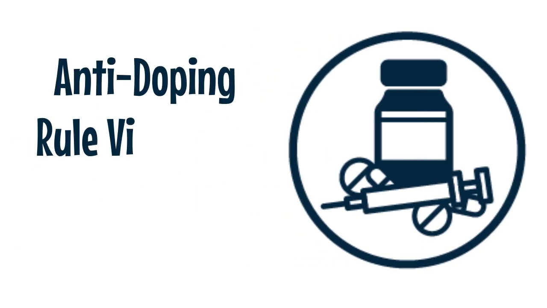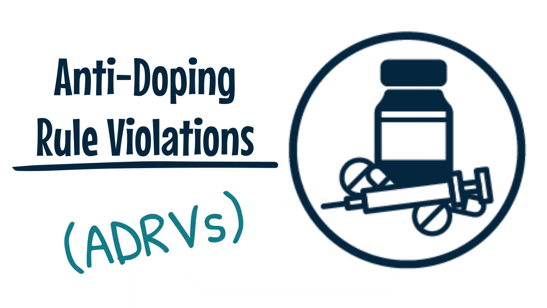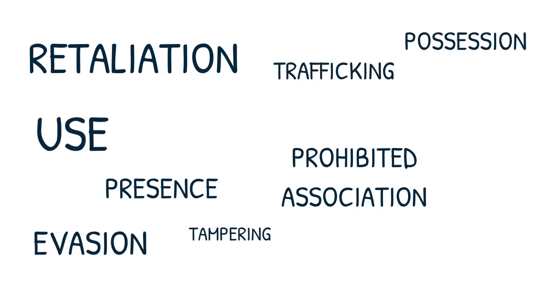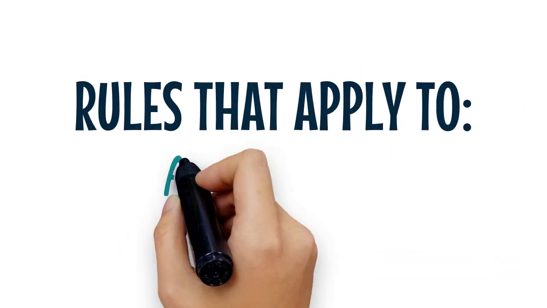This short video will explain the 11 anti-doping rule violations, or ADRVs. Remember, all 11 rules apply to all athletes at all levels, while 7 also apply to support staff. Let's start with the rules that apply to athletes.